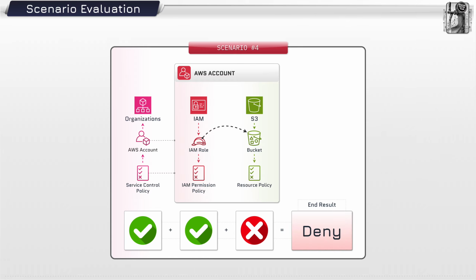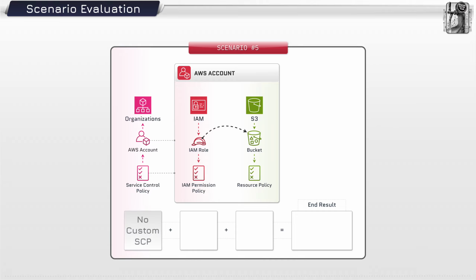The action is denied, and again, the reason is quite simple. An explicit deny anywhere in the evaluation chain will always override any allows. In scenario 5, let's try a different case. There is no custom SCP applied, there is no resource-based policy, but there is an identity-based policy that explicitly allows the action. Go ahead and pause the video and think it through.